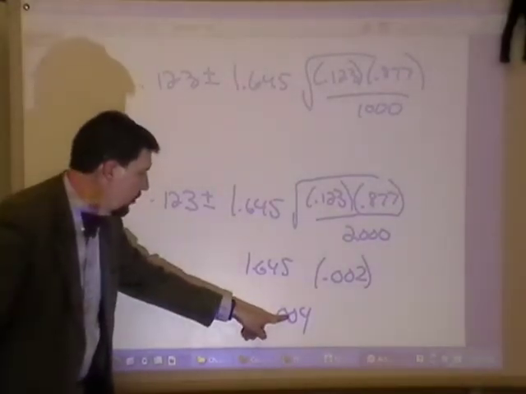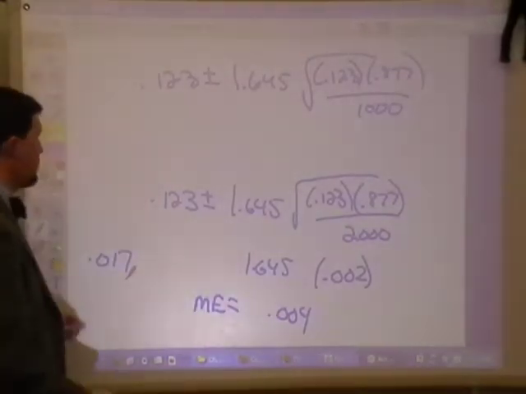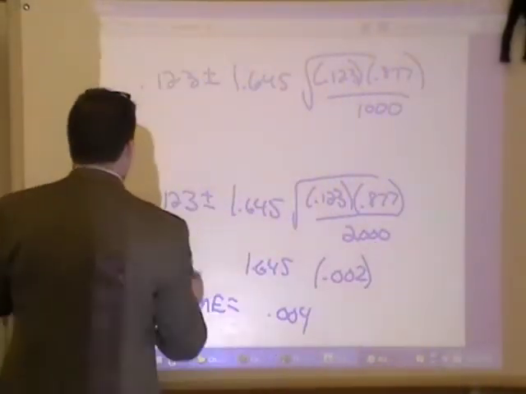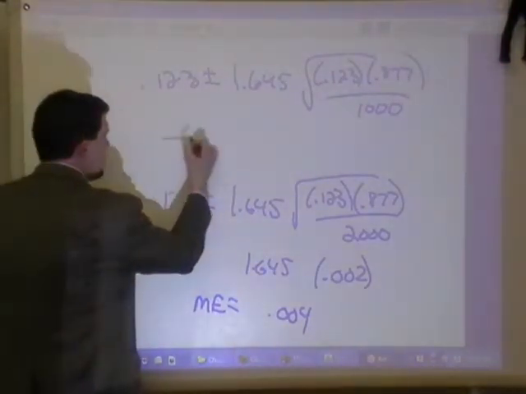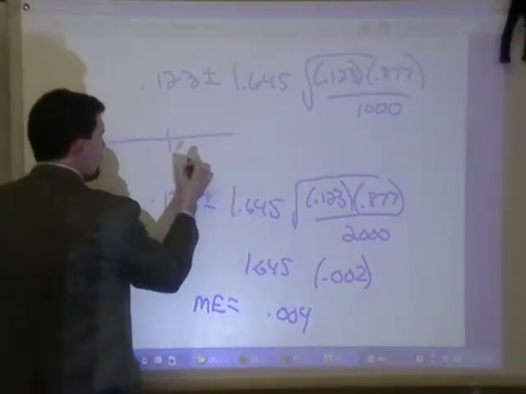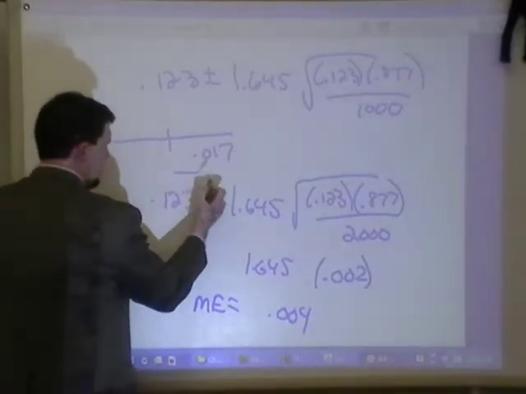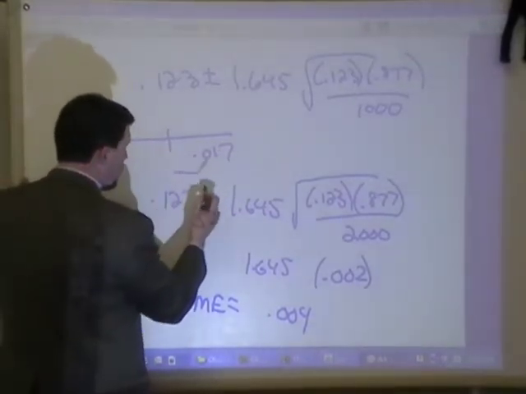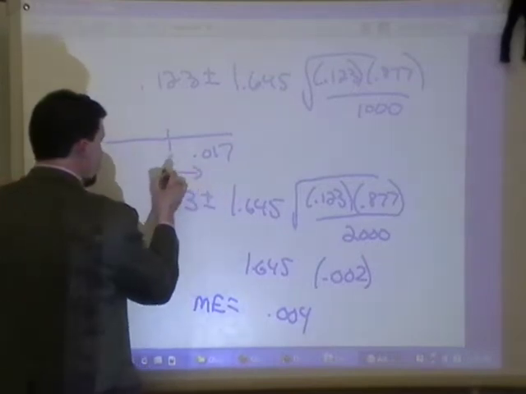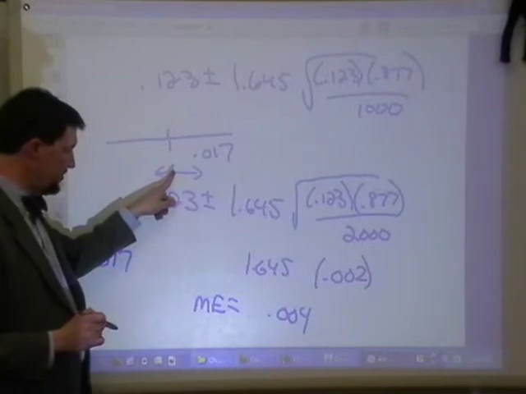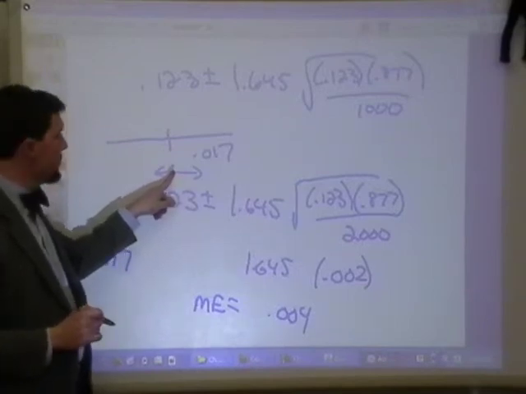So my margin of error is smaller, and if I think about that, what that means is that I went from a range like this, where I went 0.017 out in each direction, to 0.004. It's going to be a much smaller range. So I'm becoming more precise. How much more precise am I? Realistically, how much more precise am I?